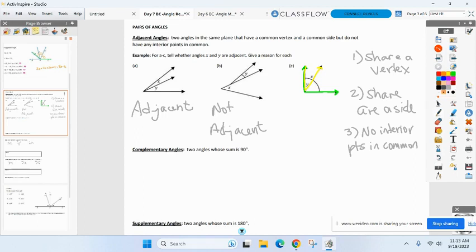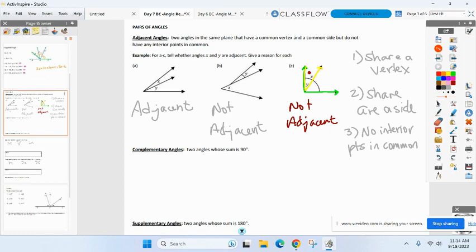All right, so are they adjacent or not? Ready? Do they share a vertex? Yeah, they do. Right there. They share that vertex. Do they share a ray or a side? Right here. 2 for 2. Ready for the last part? That point is in angle Y, and it's also in X, so they do share interior points. So that would make them not adjacent. All good? On adjacent angles.